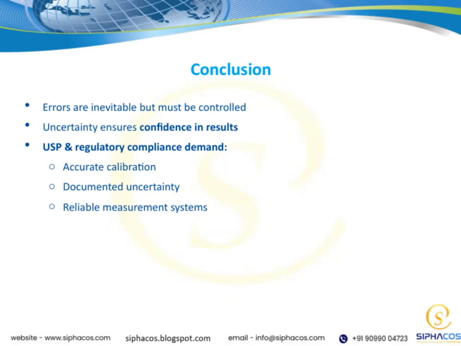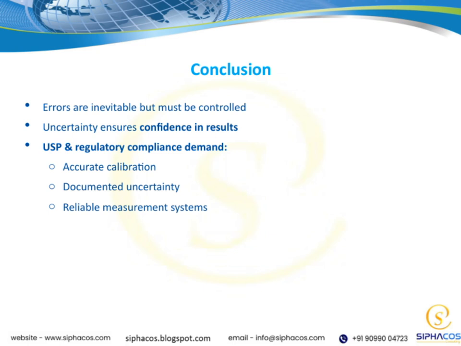Let's wrap things up with some key takeaways. Errors are inevitable in any measurement process, but what's important is how we control them. Managing errors effectively ensures the accuracy and reliability of our results. Uncertainty, on the other hand, isn't just a nuisance. It's a fundamental part of building confidence in what we measure. By understanding and quantifying uncertainty, we can trust our data more deeply.